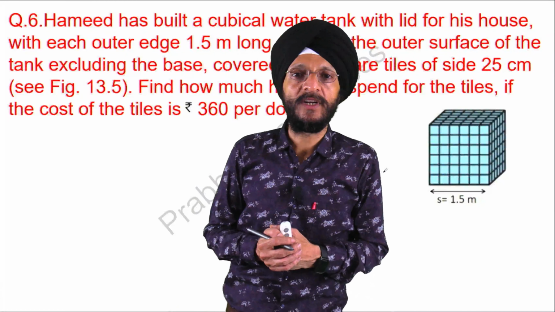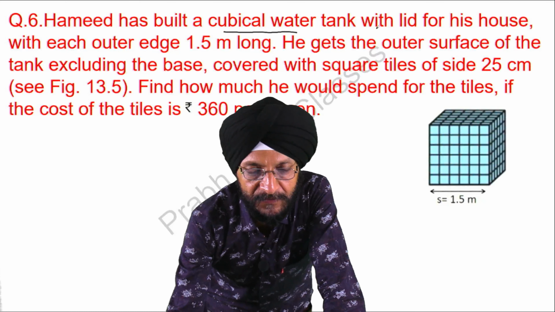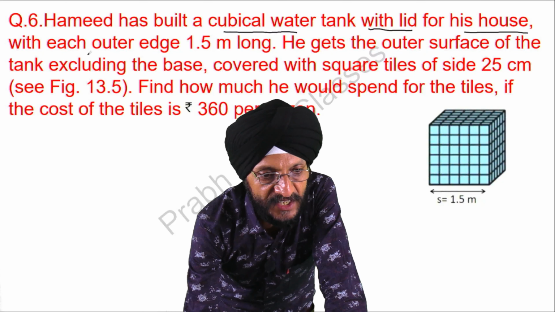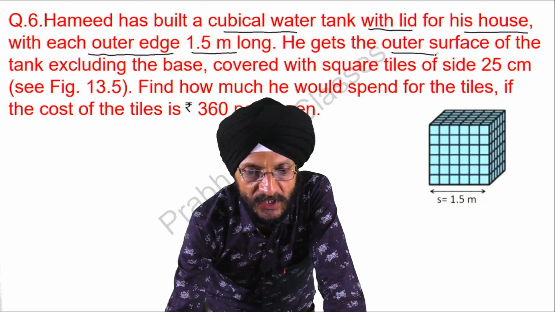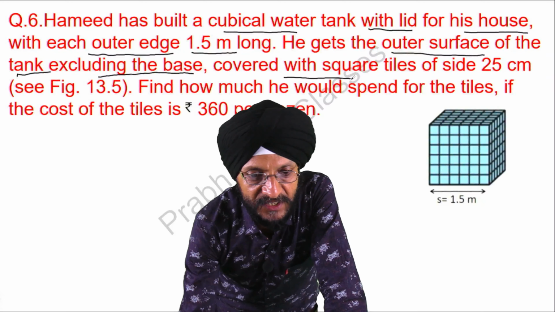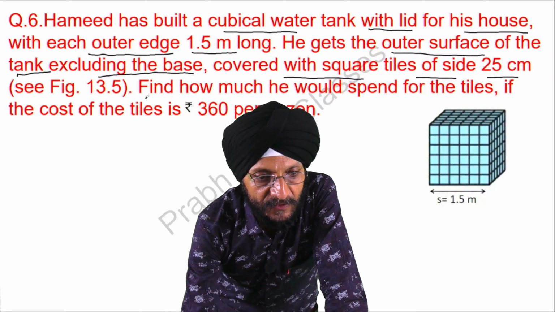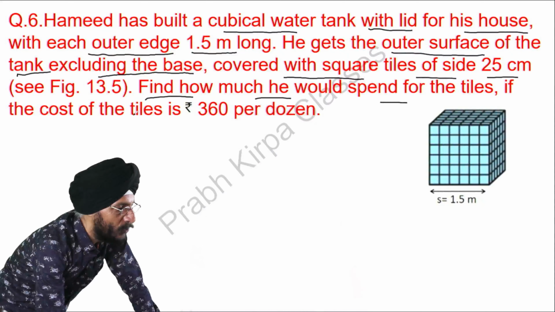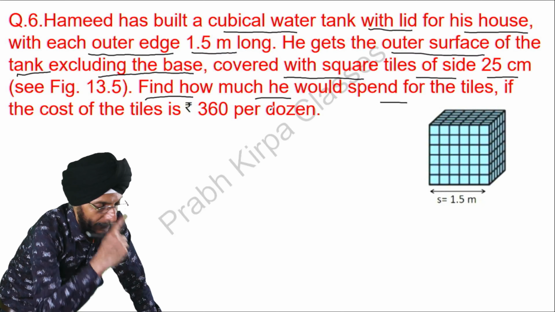Now the question before us is: Hamid has built a cubical water tank with lid for his house, with each outer edge 1.5 meter long. He gets the outer surface of the tank, excluding the base, covered with square tiles of side 25 centimeter. Find how much he would spend for the tiles if the cost of the tiles is rupees 360 per dozen.